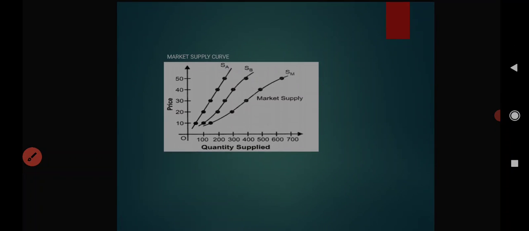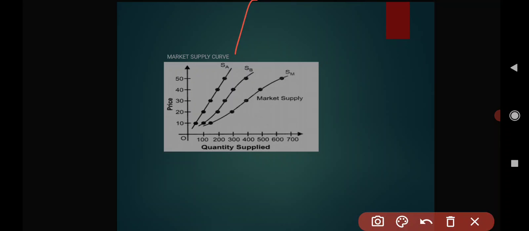Now you see the summation of the supply curve of firm A and firm B, and the market supply curve is SM, and you can see that it is flatter, but all three are positively sloped, showing a direct relationship between price and supply of the commodity.